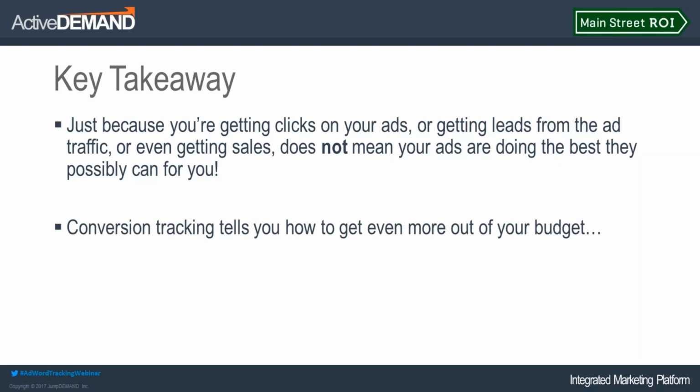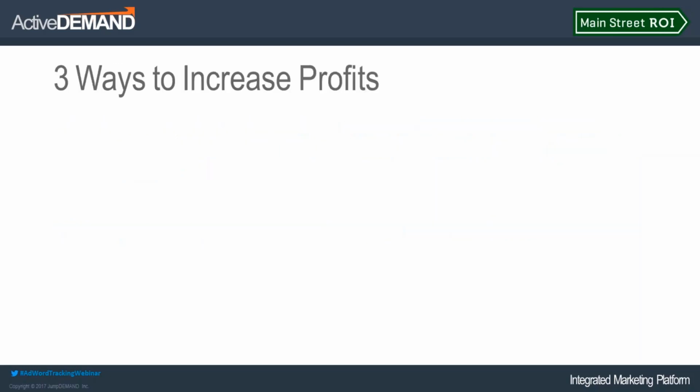At the end of the day, we're going to use conversion tracking to help us make better decisions about our ad campaigns and be able to allocate whatever budget you have for AdWords, be able to budget that towards the most profitable areas in your ad campaign. And we'll talk about 3 ways to increase profits in your AdWords campaign.